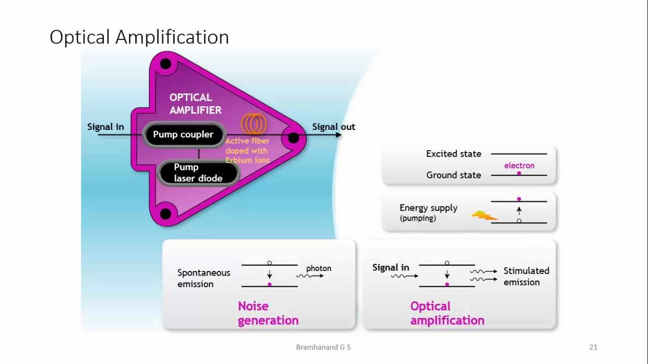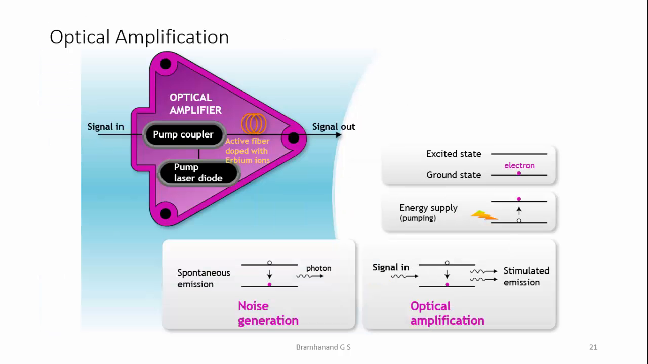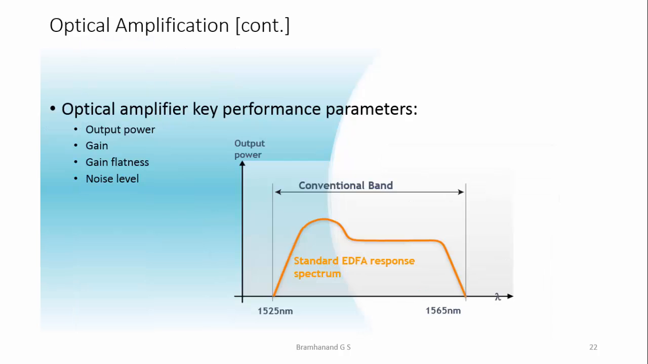So optical amplifiers should be used. Different optical amplifiers we will discuss in a separate session. They should be used such that they are planned for proper optical output power, proper gain of the signal, and for reduction of noise level. I mean, these parameters should be well considered when we design our optical amplifiers.